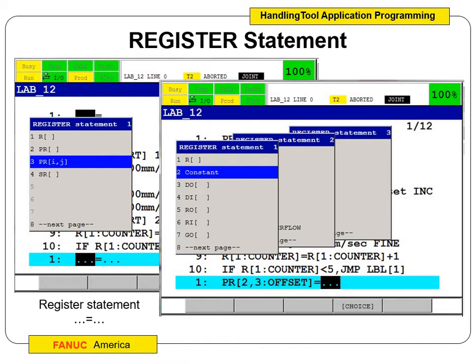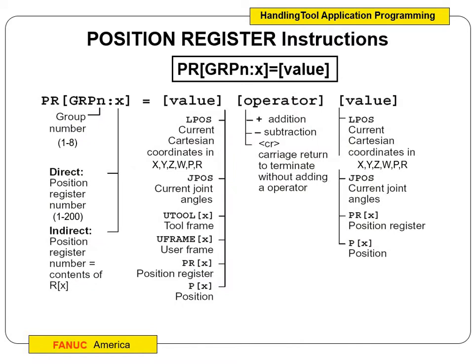Now, what happens next is on the pop out of the screen under register statement. Notice it shows R, constant, digital output, digital input, robot input, general output, and so on and so forth. You must choose constant. If you don't choose constant, it's going to screw up your offset. So it's very, very imperative that you choose the right piece here. Let's understand a little bit about what's going on here.